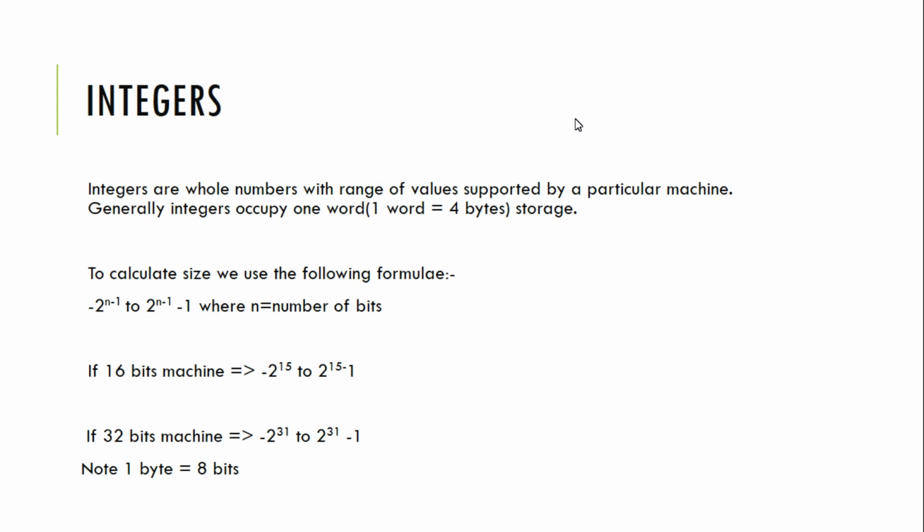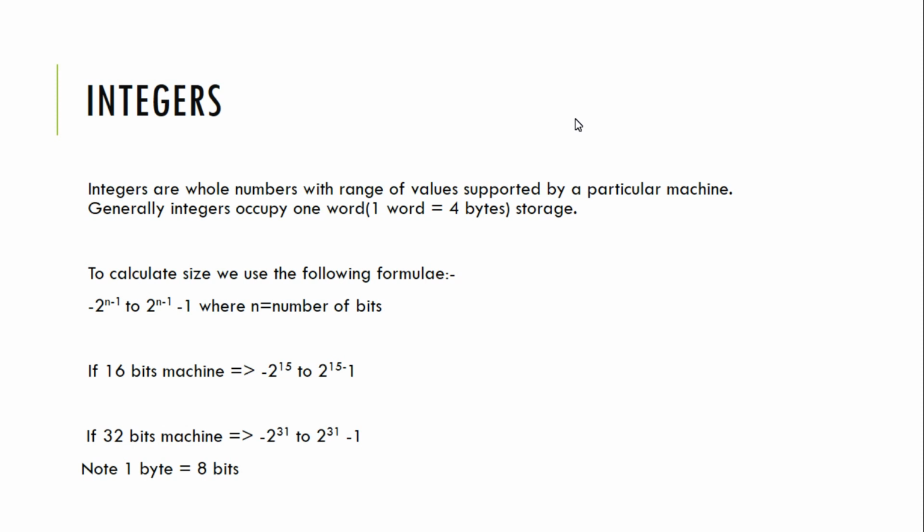Numbers in a computer are represented by ones and zeros, so each bit can hold either 1 or 0. So each bit can hold either of two values. So by the theory of probability, it comes out that the range of values is from minus 2 to the power n minus 1 to 2 to the power n minus 1 minus 1. This comes from the permutation and combination concept.